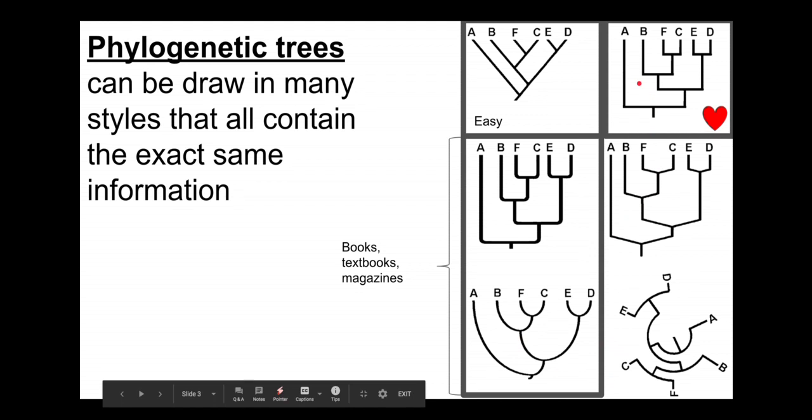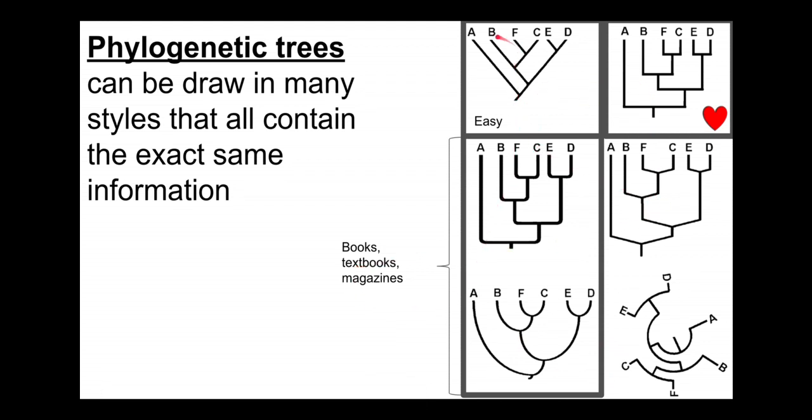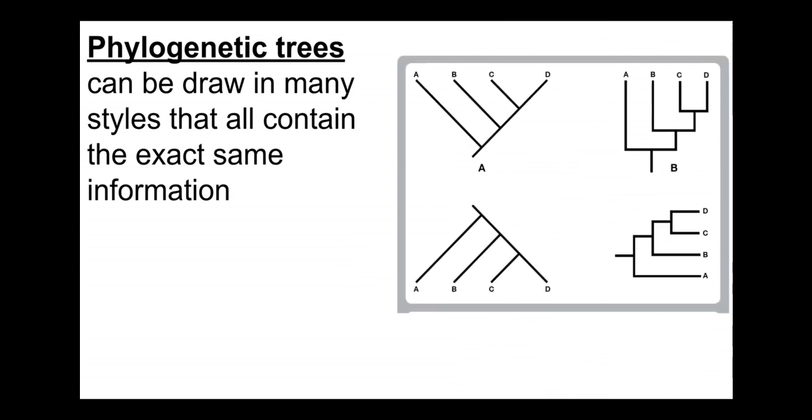But all these trees, if you look carefully, all have the exact same order: A, B, F, C, E, D. Even this one, if you look carefully, the order of branching and the pattern of branching is exactly the same. All the trees are identical, they have the identical information, even though they have superficial artistic differences.